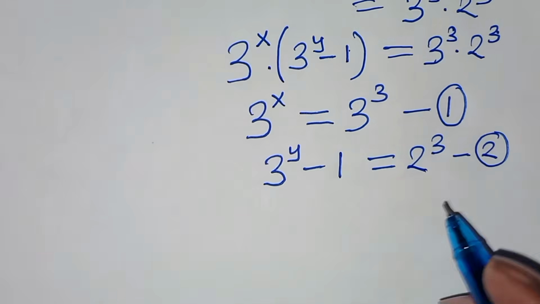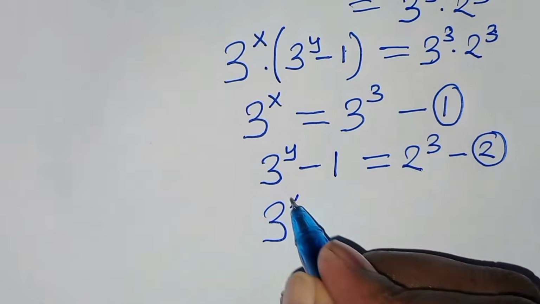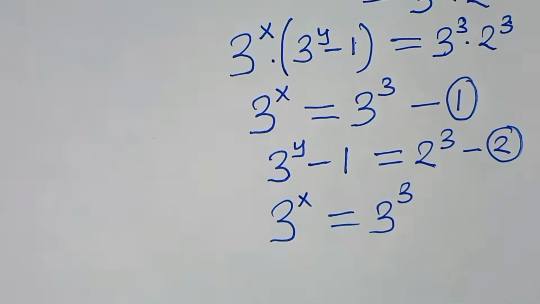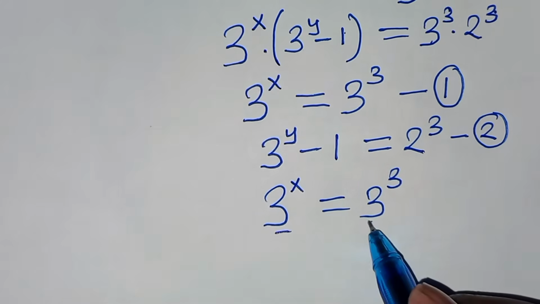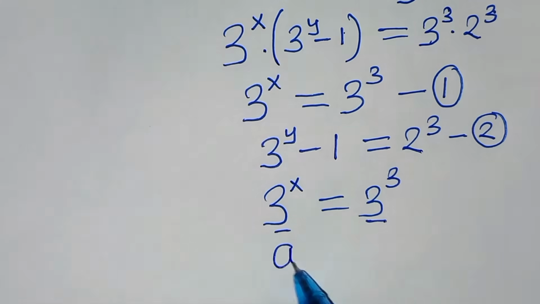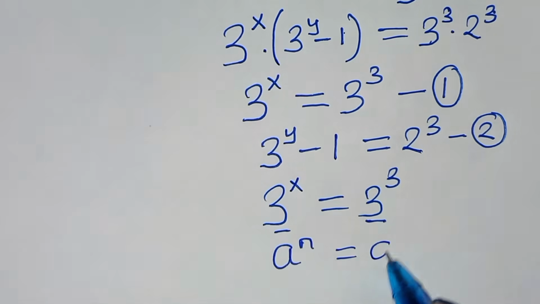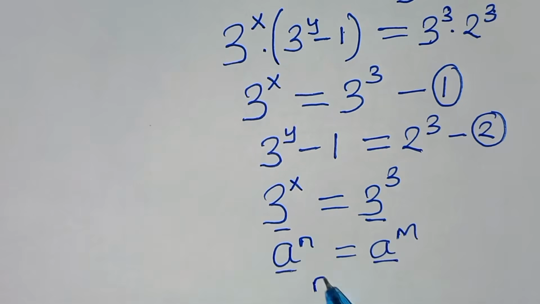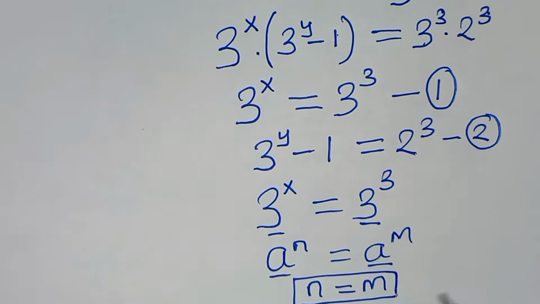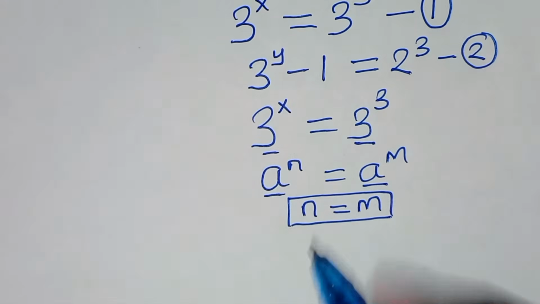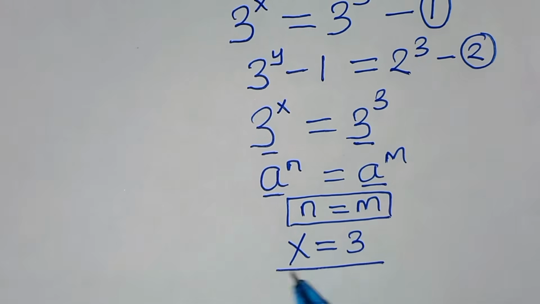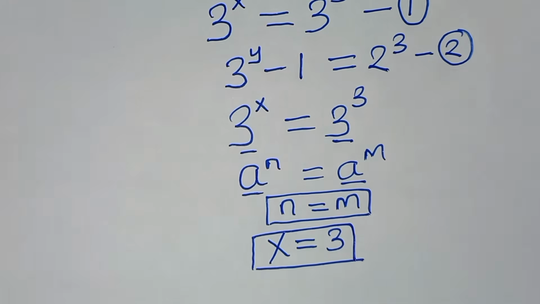From the first comparison here, we have 3 to power x equal to 3 to power 3. And since the bases are common here, that is a to power n equal to a to power m, since the bases are common, the exponent n is equal to m. So from this property, we have that x is equal to 3.